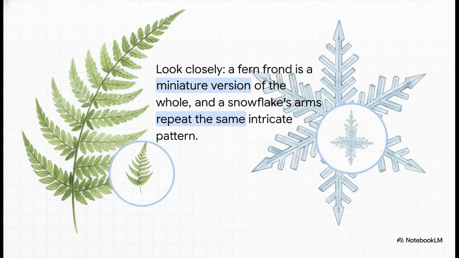First up, just think about nature. If you look really close at a fern, you'll see that each little leaf is basically a perfect miniature copy of the entire branch. Or how about a snowflake? Each of its 6 arms is an identical, intricate crystal pattern. It's a world of patterns within patterns.